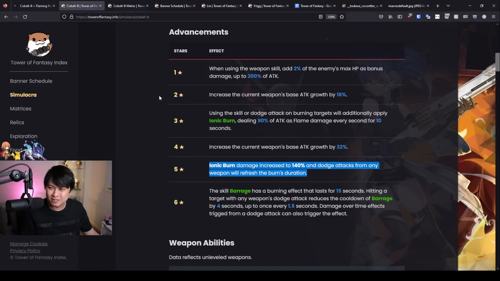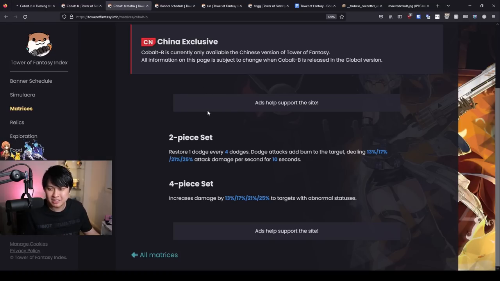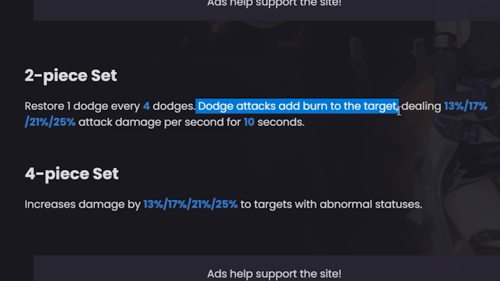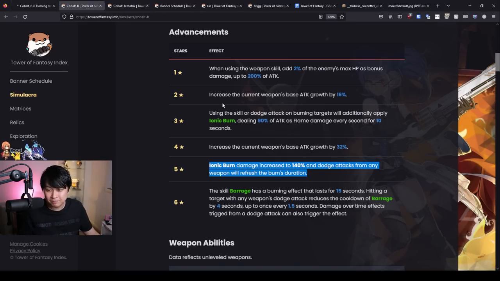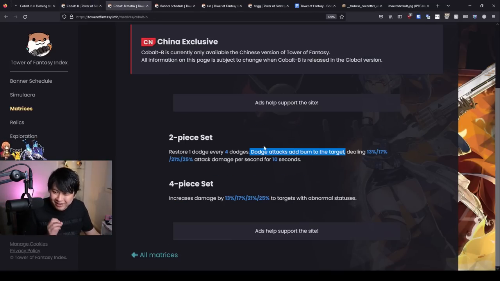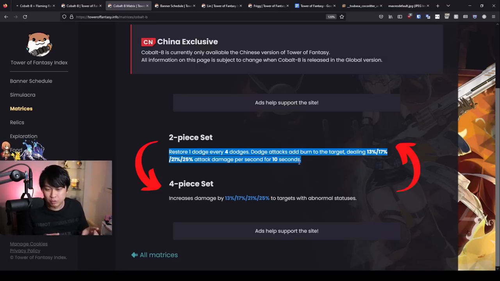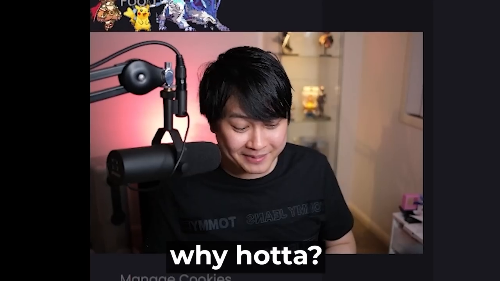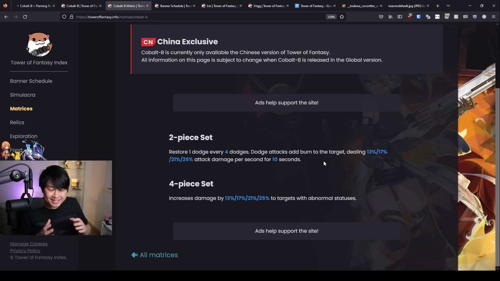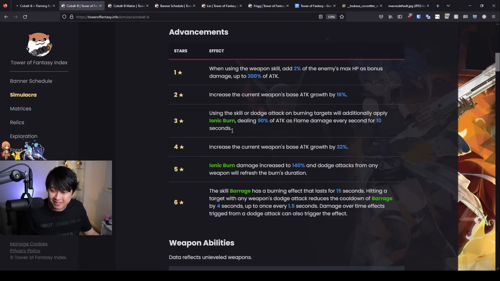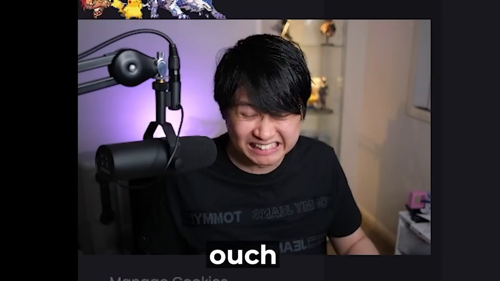The only other alternative to getting burns is with the Cobalt-B matrices. Now, this is the China exclusive one, and I believe we also get a nerfed version of this one, where dodge attacks add burn to the target, and therefore you can trigger these ones over here. However, I do think that the 2-piece set effect, this guy over here, is being moved over to the 4-piece set. Now, I don't know, man, that's kind of cringe if true. And the reason that it's cringe is because that means the barrier to get more burns is going to be even higher. You need the 4-piece set or you need the Cobalt at the 6-star.